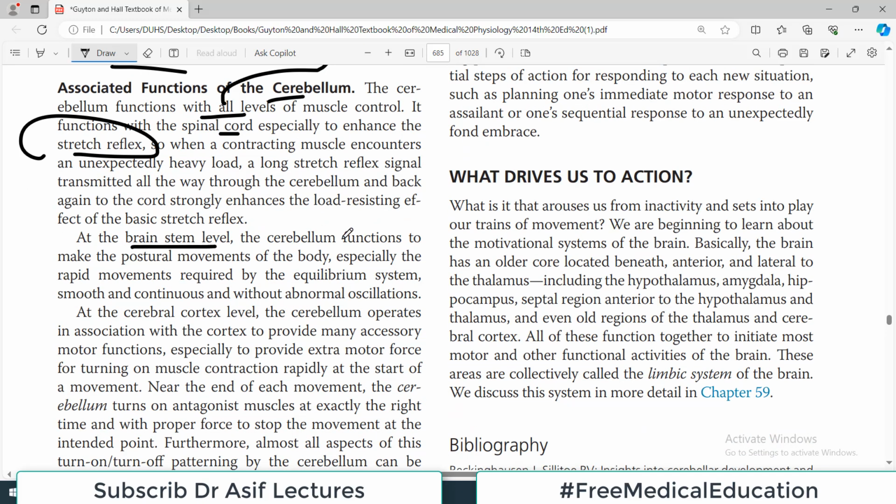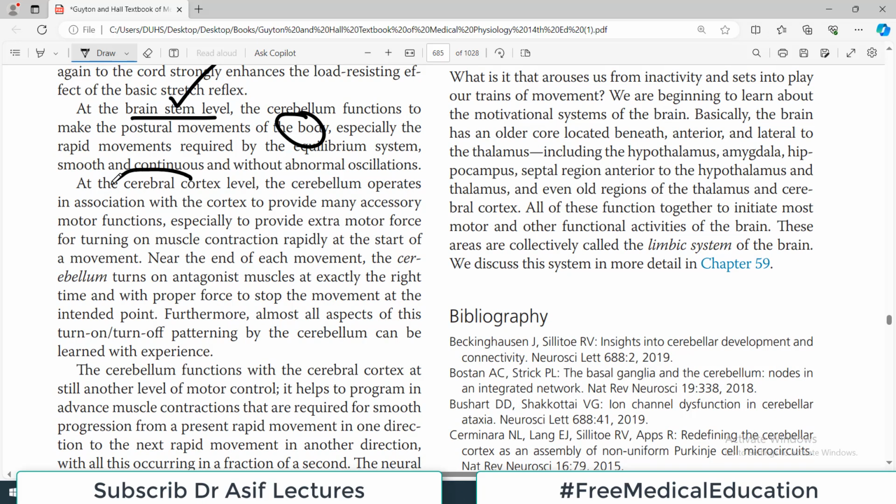At the brainstem level, the cerebellum functions to make postural movements of the body. So it is also communicating with the brainstem level. It is also communicating with the cerebral cortex level. Here the cerebellum operates in association with the cortex to provide many necessary motor functions, especially to provide extra motor force for turning on muscle contraction.